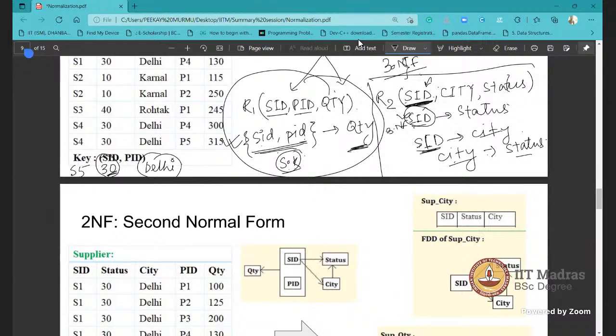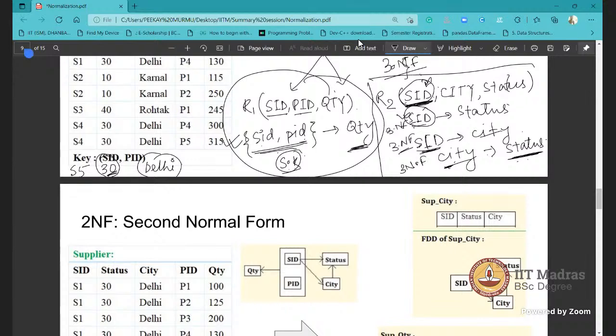For this, SID on the left-hand side is a super key, so this is also in the third normal form. But we have to check if city is a super key. No, sir, city is not. After that, we check the next condition: is status a prime attribute or not? No, because this is the only candidate key. So it violates. It is in second normal form, but not in third normal form.